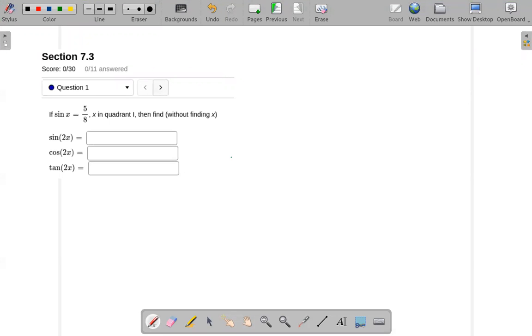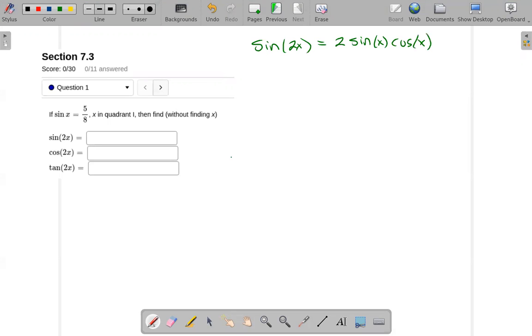So we're given that the sine of x is 5/8, and we're in quadrant 1. Without finding x, we want to figure out what the sine of 2x is. So that's not too bad. We have a double angle formula for sine. So sine of 2x is equal to twice the sine of x times the cosine of x.